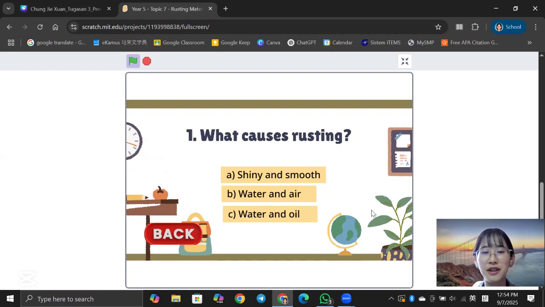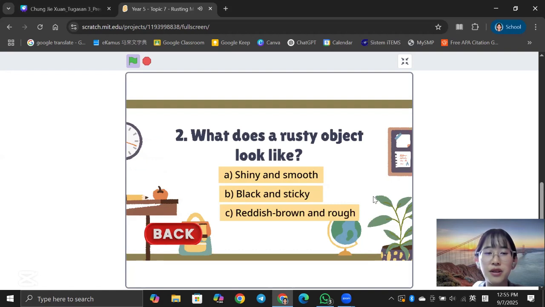So for the first one, what causes rusting? This is about the factors that cause rusting. Just now you remember the experiment, right? Test tube 1 is already rusty, and test tube 2 doesn't rust. So it's because of water and air. And then for the second question, what does a rusty object look like? This one is subtopic 1, the characteristic of the rusty object. So the rusty object definitely will look reddish brown and brown.